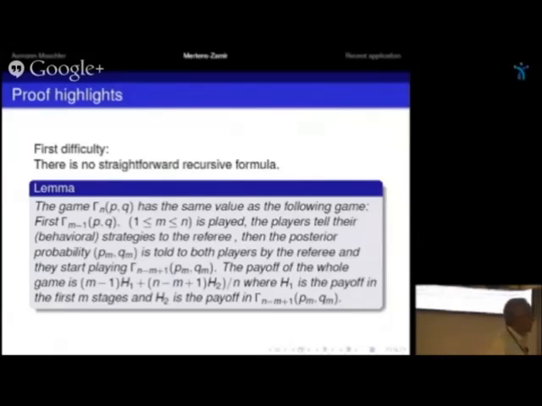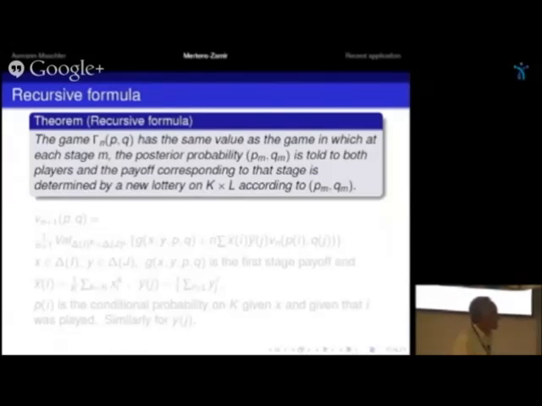They played. They have a history of moves, actions. They play, that's the m-1 history here. You can compute the posteriors. They play and they tell the referee their behavioral strategy. Yes, they tell it to the referee. Okay, very good. They play, and then you compute the posterior. Now from this you get a real recursive formula. You have to use it again and again, and this is simpler to describe.